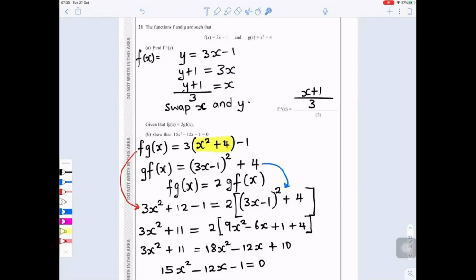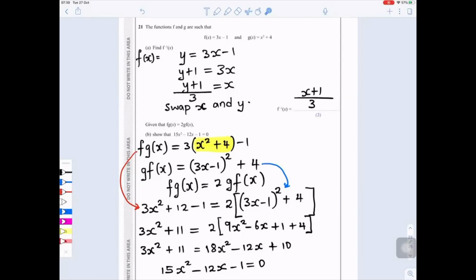The inverse of times 3 is divided by 3. So y plus 1 divided by 3 equals x. And then we swap the x and the y, so the x takes the position of the y and the y takes the position of the x. So you can write it as y equals x plus 1 divided by 3. And that y is called the f inverse of x. So that's your f inverse of x.